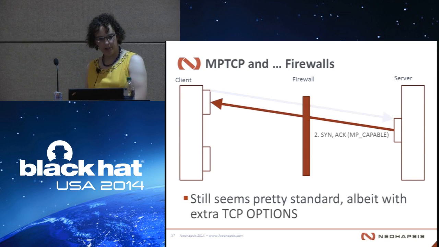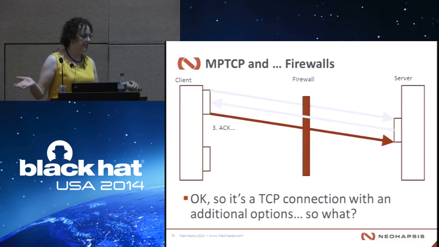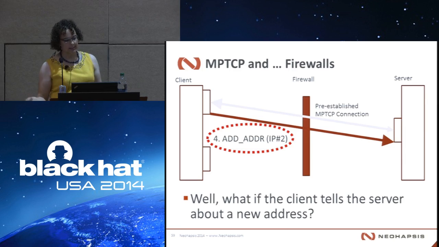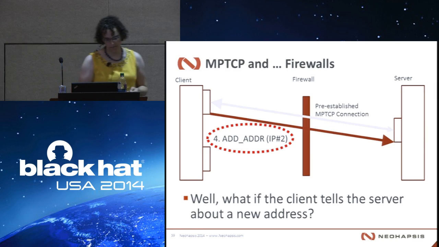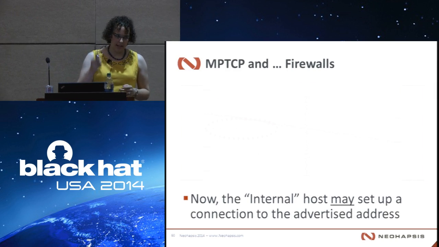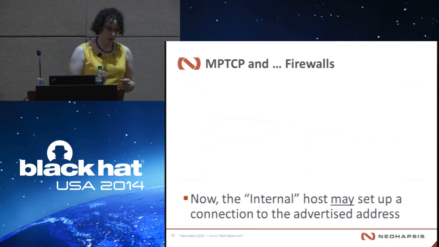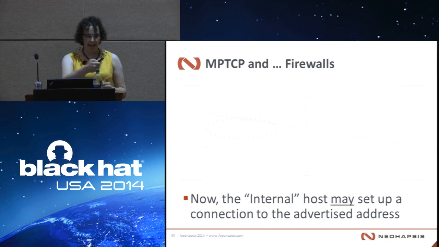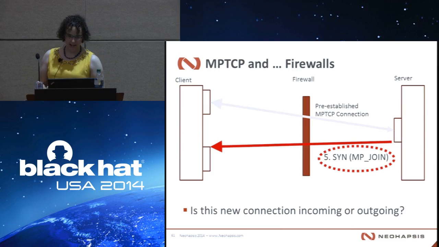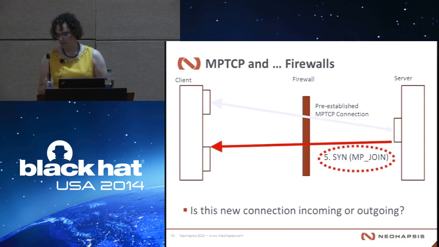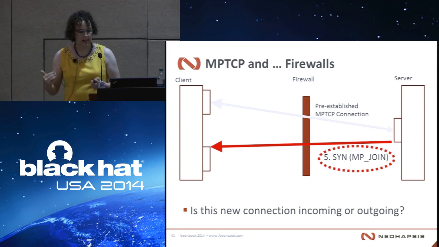Set up our multipath connection. SYN, SYNACK, ACK. Okay, it's a TCP connection. Well, let's tell the server that I have another address. In the specification, that server now has the option to set up a connection back to that address. Is that incoming or outgoing? You're talking about your firewall policy. What does that mean?